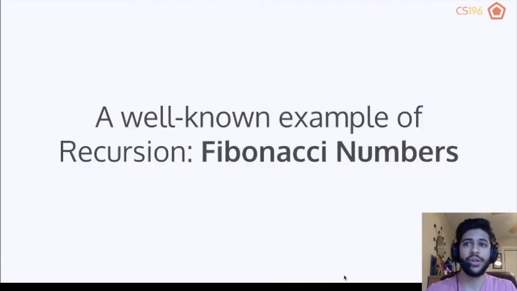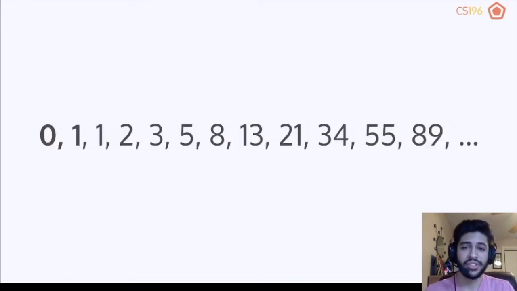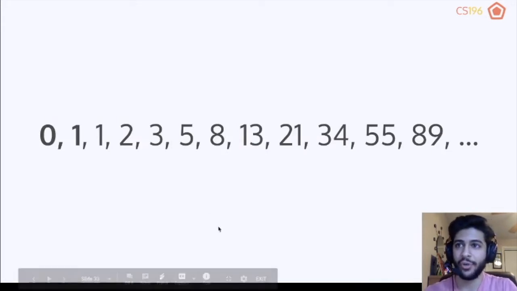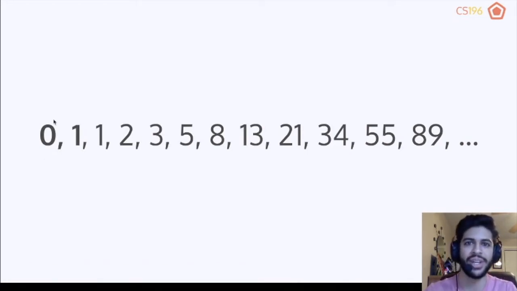So here's a well-known example of recursion, the Fibonacci numbers. I just want to quickly cover what exactly the Fibonacci numbers are in the first place before we actually use them in some examples. So these are some examples of the Fibonacci numbers. And to put it simply, we can index them starting at 0, like imagine it as an array.